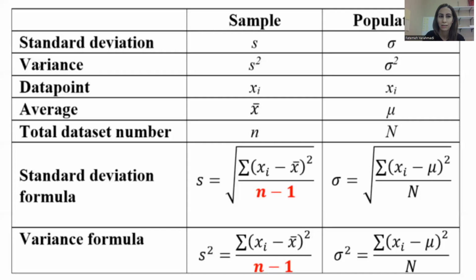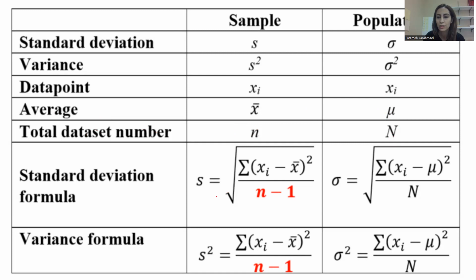You can easily compare the sample and population using this nice table. When you have a standard deviation for a sample, you're going to represent that by S. For population standard deviation, you're going to use sigma. The variance of a sample is S squared, and the population variance is sigma squared. We use data points like x sub i. The average for a sample is x bar, and the average for a population is mu. The total number of data points in a sample is denoted by small n, and for a population by capital N.